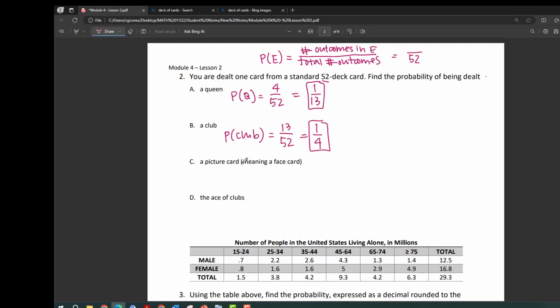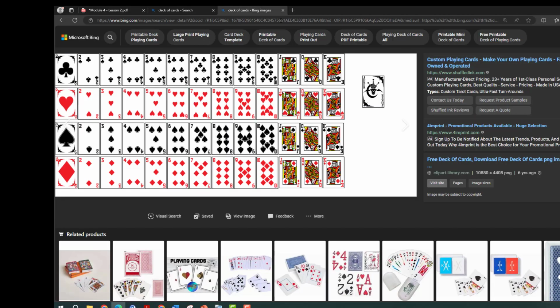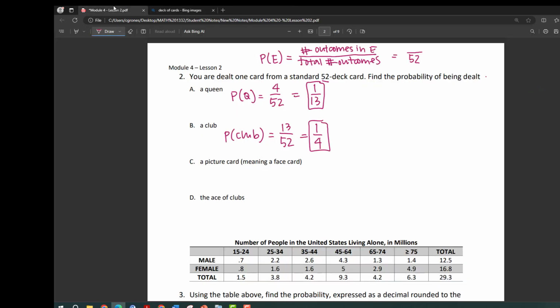A picture card or a face card. If you look at our face cards, it is the Jack, Queen, and King for each different suit. So we have 12 of those face cards. So the probability of a face card is 12 out of 52, which reduces down to 3/13.